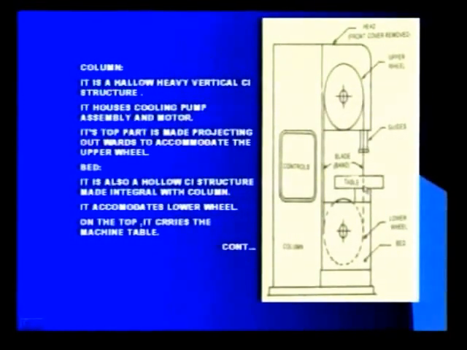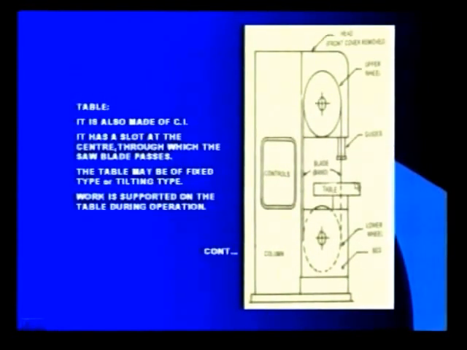Next one, bed. It is also a hollow cast iron structure made integral with the column. It accommodates the lower wheel. On the top of it, it carries the machine table. Table is also made of cast iron. It has a slot at the center through which the saw blade passes. The table may be of fixed type or tilting type. Work is supported on the table during operation.